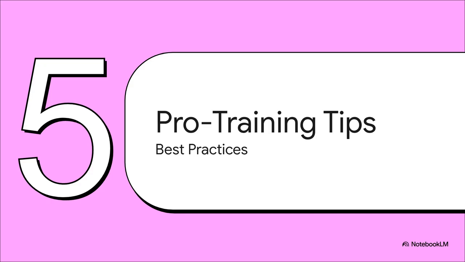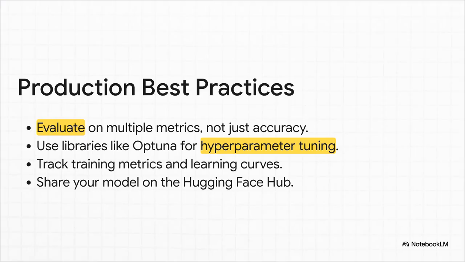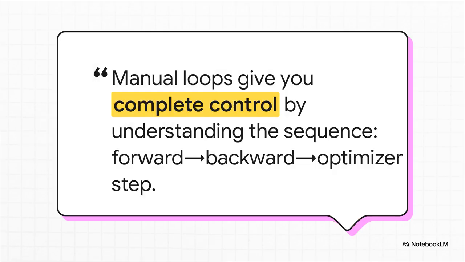So now you can build and scale your own training loops. To finish things off, let's just quickly cover a few key best practices that'll help take your projects to a real production level. First, don't just rely on accuracy. Make sure you're evaluating on a whole range of relevant metrics. Use powerful libraries like Optuna to systematically find the best hyperparameters for your model. Always track your metrics to see how things are going. And hey, when you've trained an awesome model, share it on the Hugging Face Hub so the whole community can benefit.